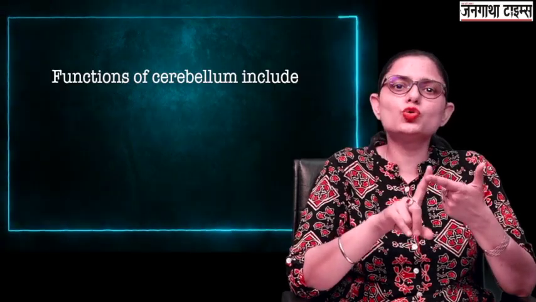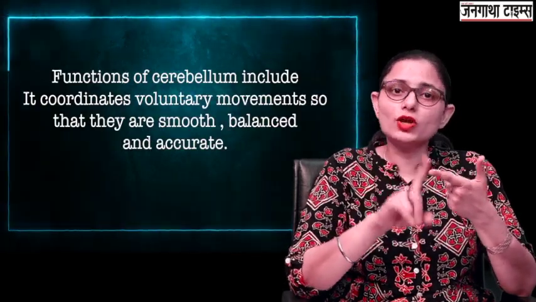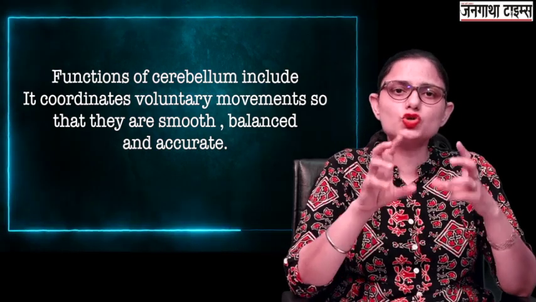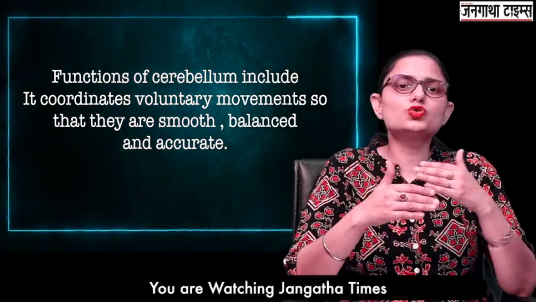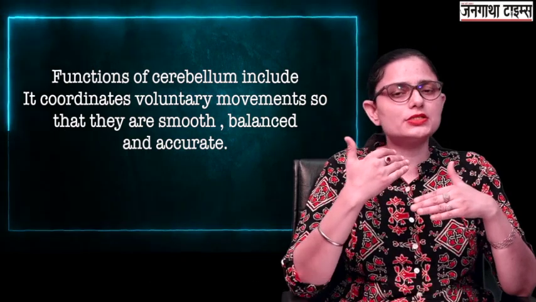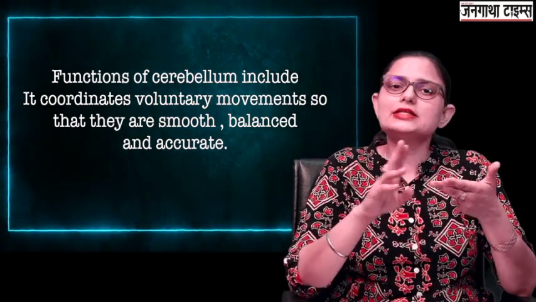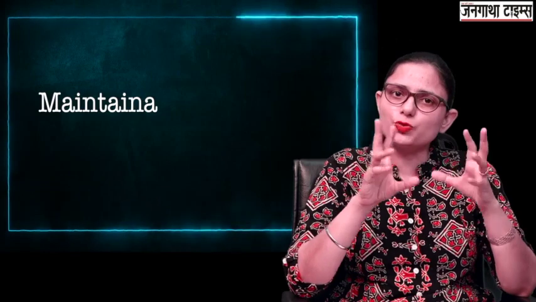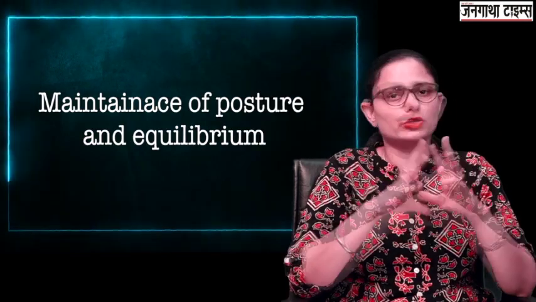One is it controls all the voluntary movements with so much precision. It carries out various voluntary movements in a smooth manner. And the second function is it maintains posture and equilibrium of the body. So that is all about the parts of the brain.